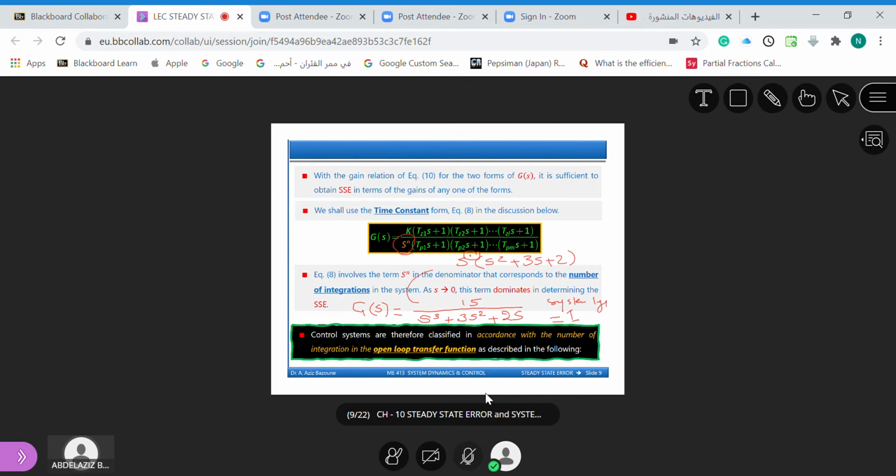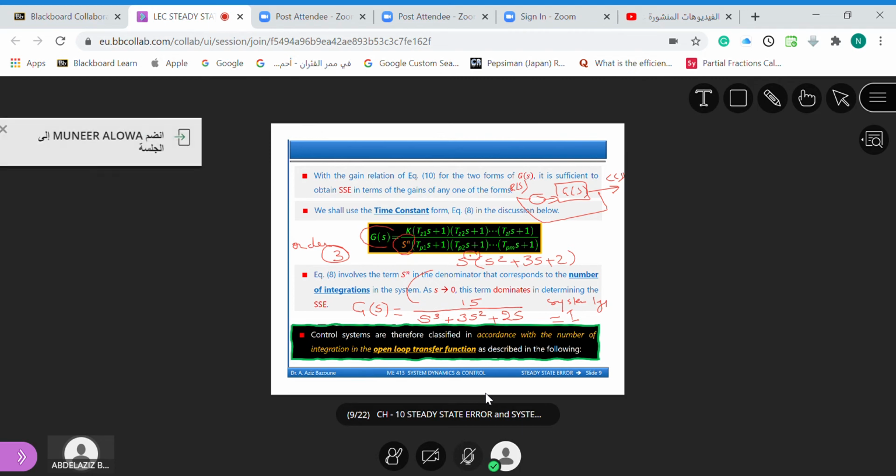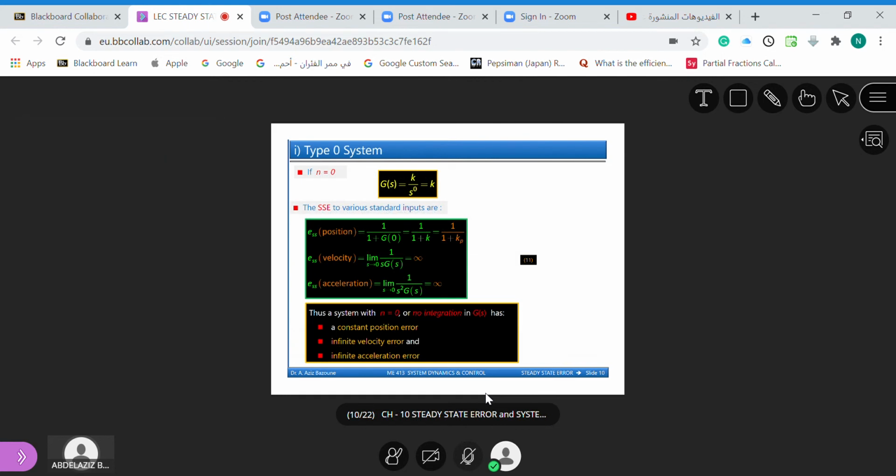Remember, this is system type 1, but what is the order, Shabab? The order is 3. You need to decide this from G of S. This is C of S, the output, over R of S, the input. So the system type is defined from G of S, not from C of S over R of S. Clear, guys?